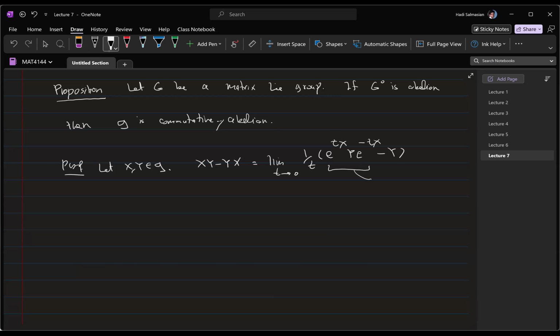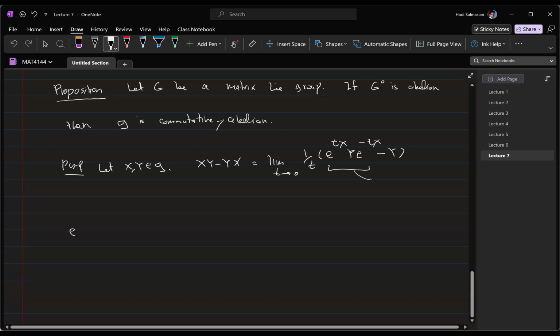But let's see why. So let's again write the meaning of y. What is y? Y is the derivative of this one parameter subgroup. So now e to the tx, y, e to the minus tx, sorry.